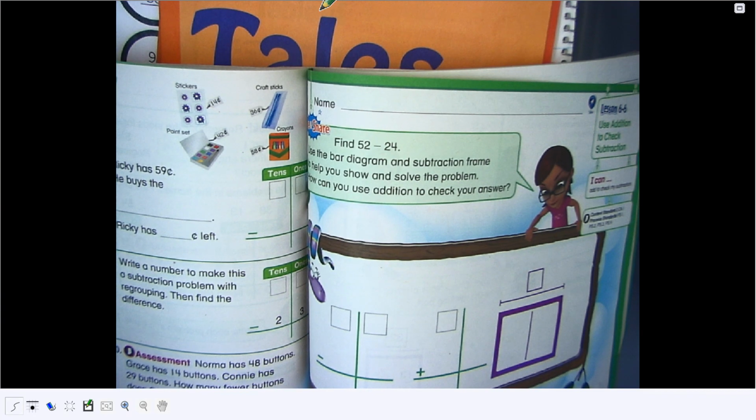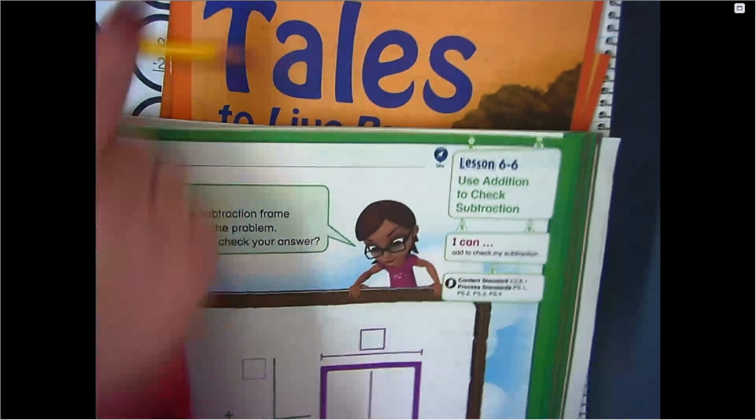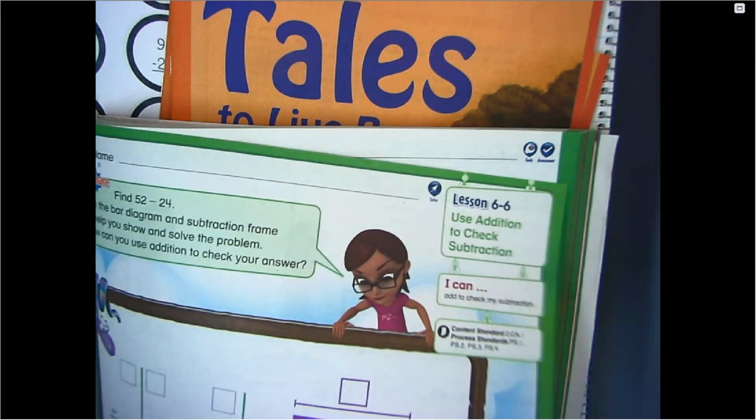Okay, let's get this zoomed in. Oh, and I have an extra pencil hiding in here. Give me just a second.